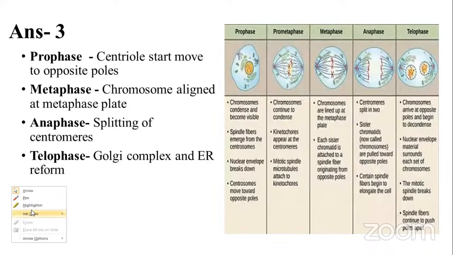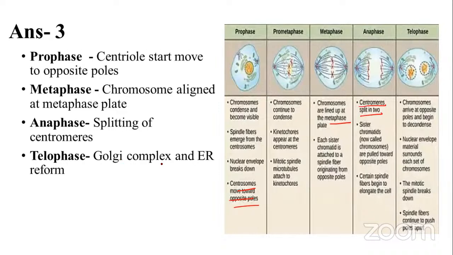That's why I have chosen the first one, because it is easy. Meta means meta plate, so that is the reason. Prophase we already covered: the centromeres move toward the opposite poles. Prophase, metaphase, anaphase, and telophase. Anaphase is the splitting of centromeres. See the splitting of the centromere here.